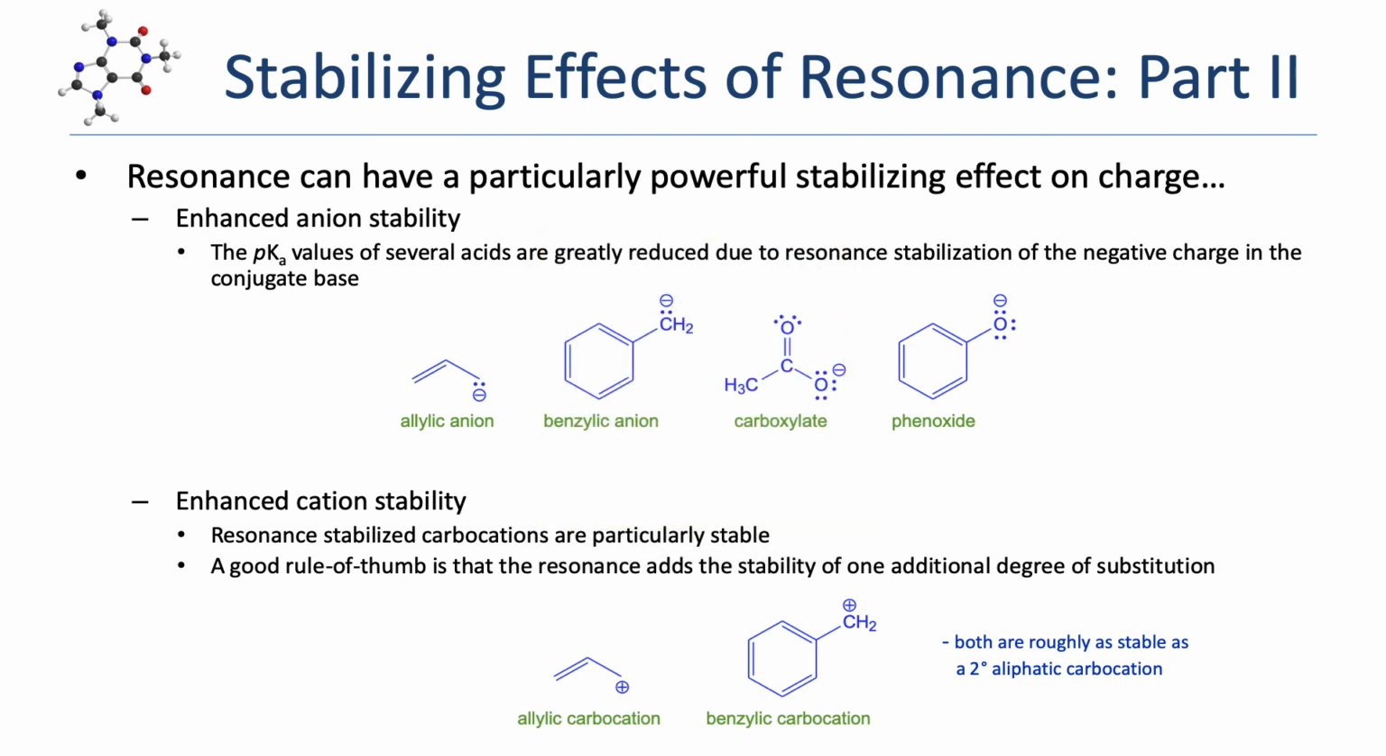Resonance can also stabilize positive charges, and this effect is particularly important in stabilizing carbocations. The examples I have here show the 2 most important resonance-stabilized carbocations. We've already seen the allylic carbocation, which is simply a positively charged carbon adjacent to an alkene. Because the allylic carbocation spreads that positive charge out over two carbons, it greatly stabilizes the positive charge.